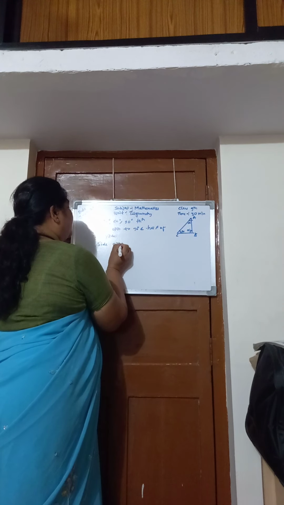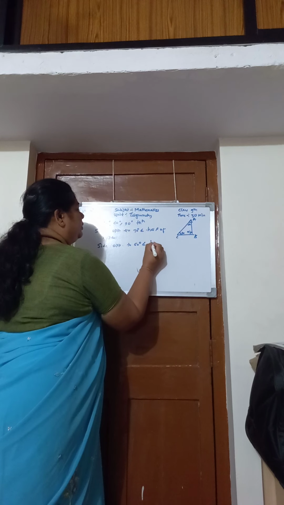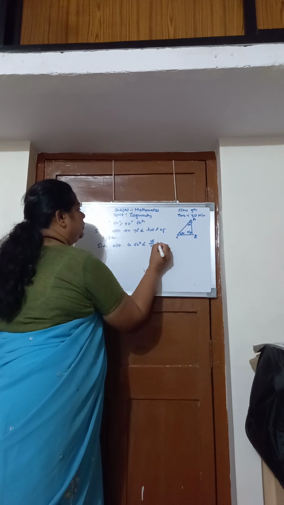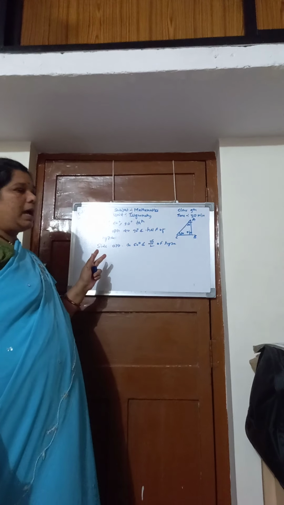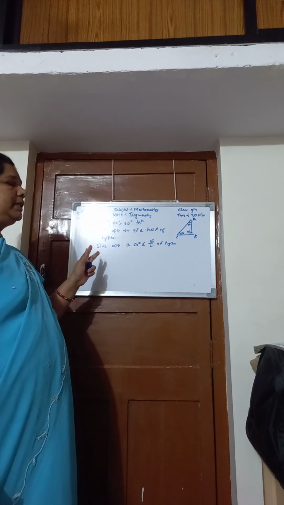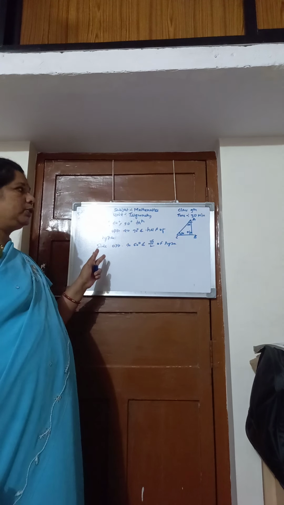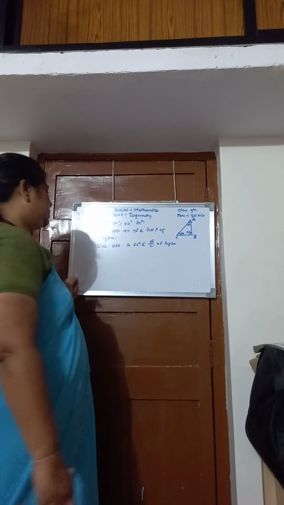And the side opposite to the 60 degree angle is root 3 by 2 times the hypotenuse. Okay, this is the theorem. Notice this theorem, and we have to apply it. Therefore, it is necessary to study this theorem.